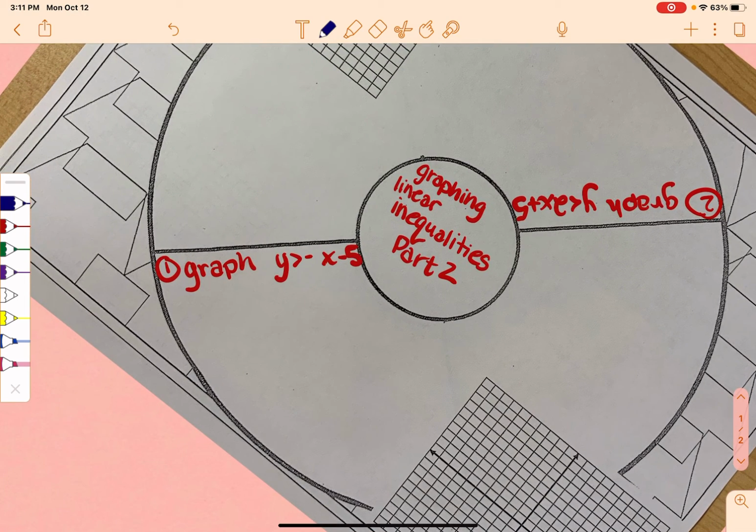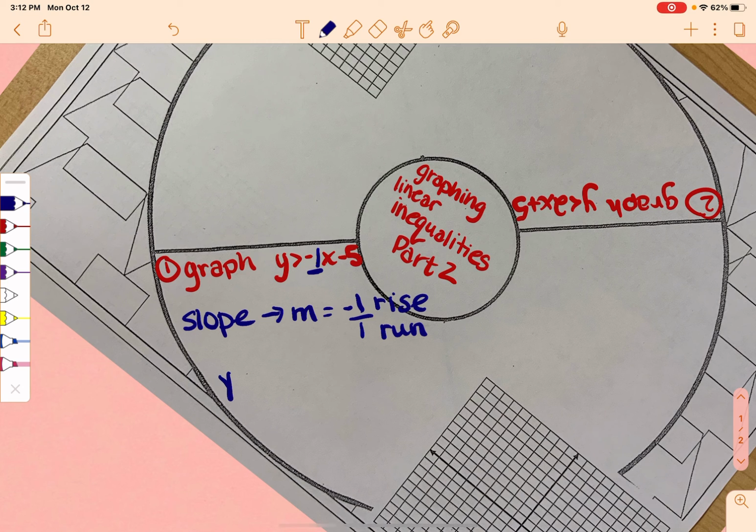So my first one is graph y is greater than negative x minus 5. The first thing I would do is add a 1 there, so it's really negative 1. Now, my slope is my m value, that would be right here. So it's negative 1 over 1 for my rise over run. My y-intercept is my b value, which is negative 5.